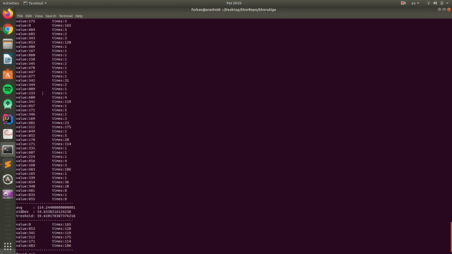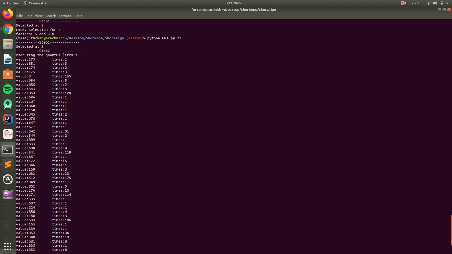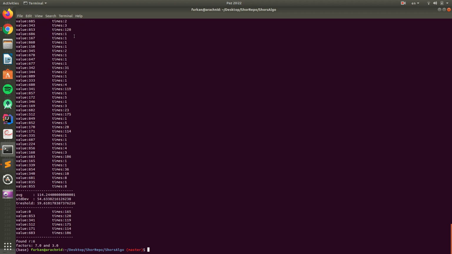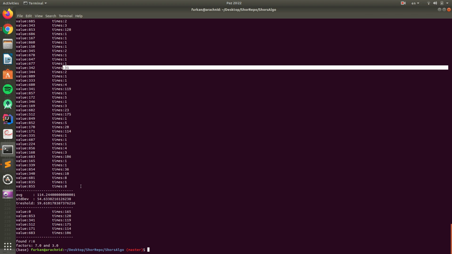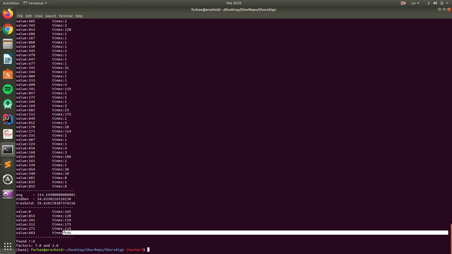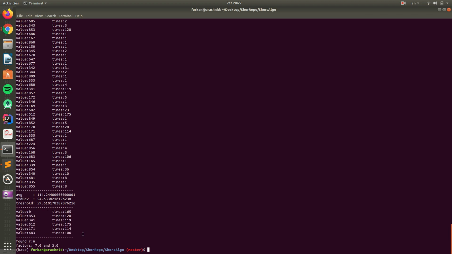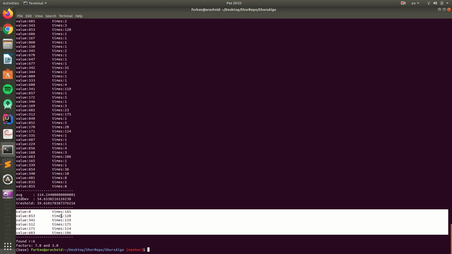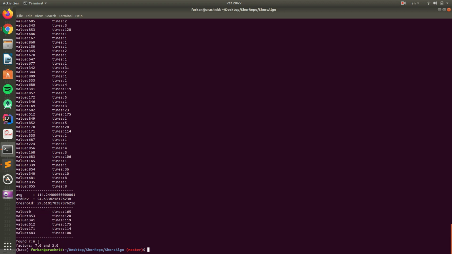So I put some processing here. I calculate the standard deviation of these numbers, and I put a threshold. I don't take just these one-time examples, and I get just the numbers I want here. And as you can see, our period is calculated as R is 6, and the factors are 7 and 3 for 21.